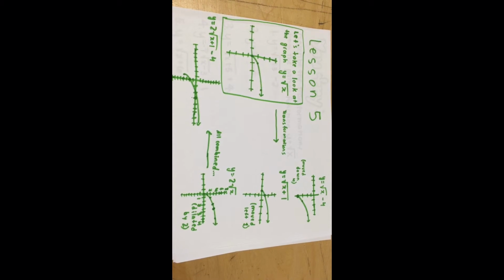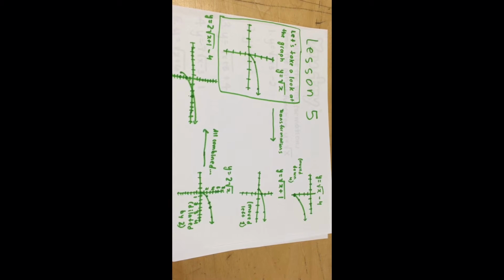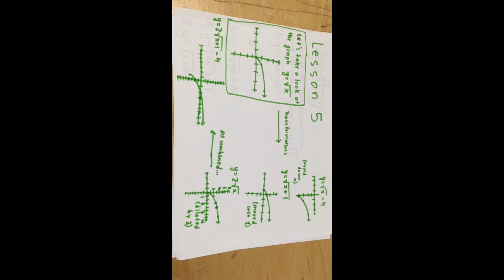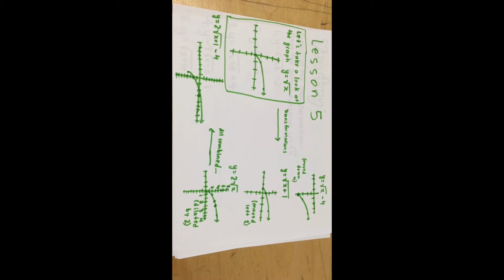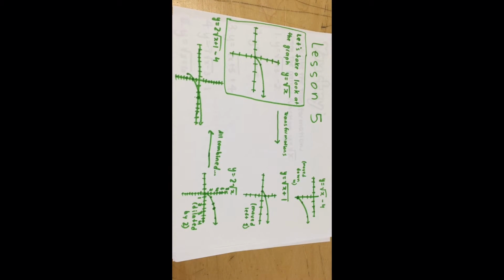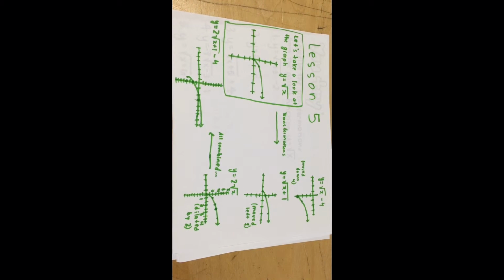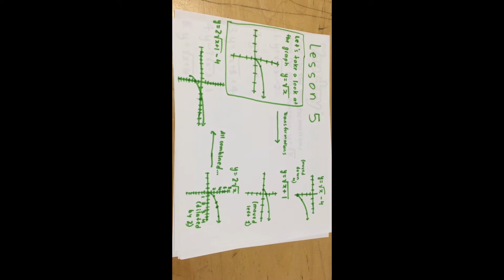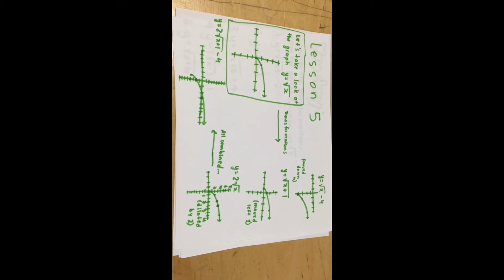Lesson 5. Graphing radicals. If the number is outside the square root, then it translates either up or down depending on if it is positive or negative. If it is positive, it will translate upward, and if it is negative, it will translate downward. If it is on the inside of the square root, then it translates left or right. If it is positive, it will translate to the left, and if it is negative, it will translate to the right.